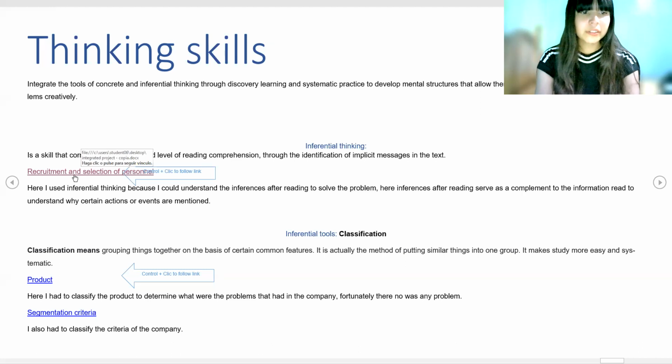I used inferential thinking because I could discuss the inferences after reading the subject program. The inferences after reading serve as a complement to the information read to understand why certain actions or events are mentioned.